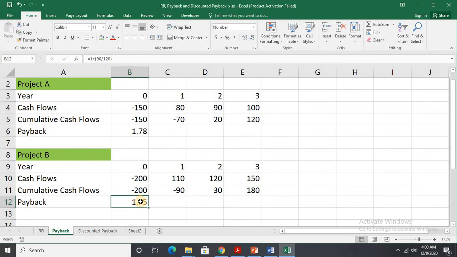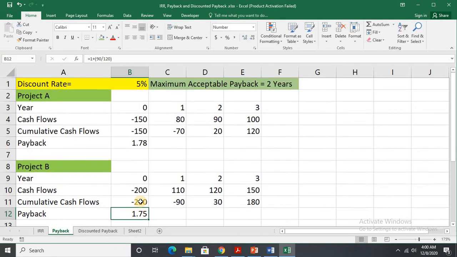1.75. As per payback period, if projects are independent, both projects will be accepted because both projects' initial investment is recovered before 2 years. But if the projects are mutually exclusive, in that case we should use project B because project B's payback period is less than the payback period of project A.